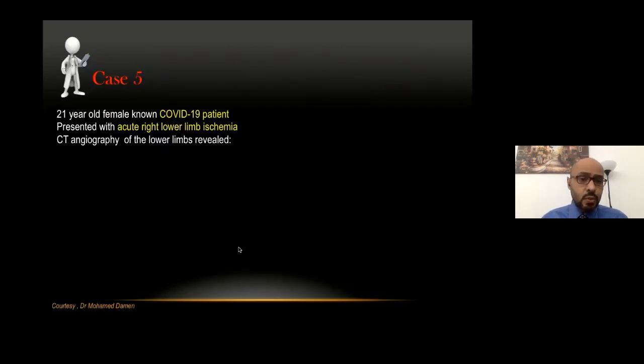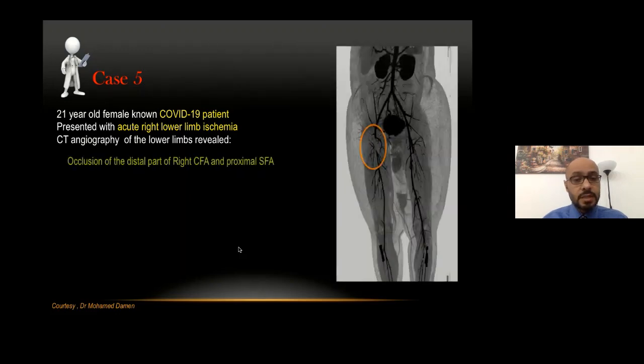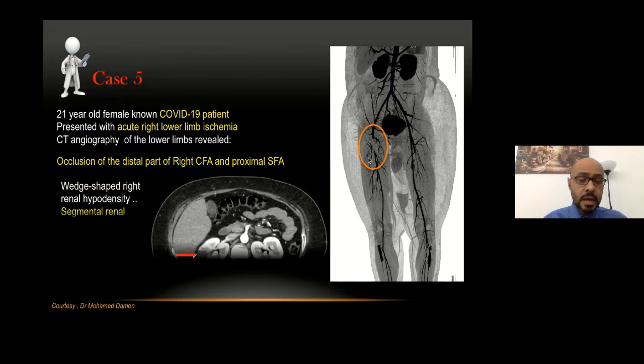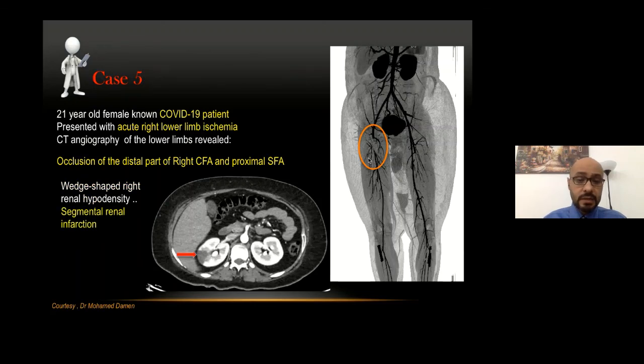The last case is a 21-year-old female, a proven COVID-19 patient, presenting with acute limb ischemia. CT angiography revealed occlusion of the distal part of the common femoral artery as well as the proximal superficial femoral artery. The abdominal cuts also revealed wedge-shaped renal hypodensity representing segmental renal infarction.